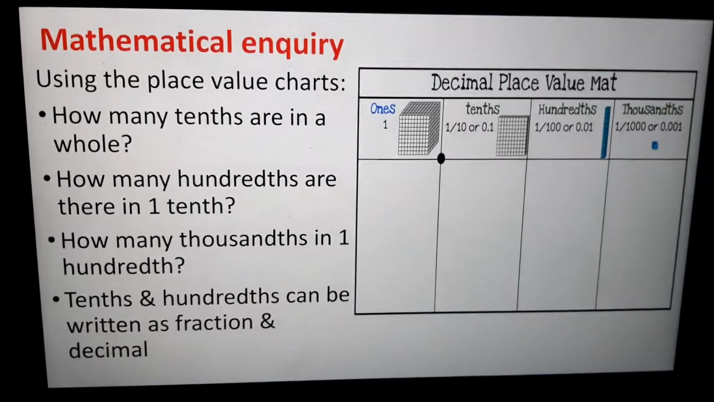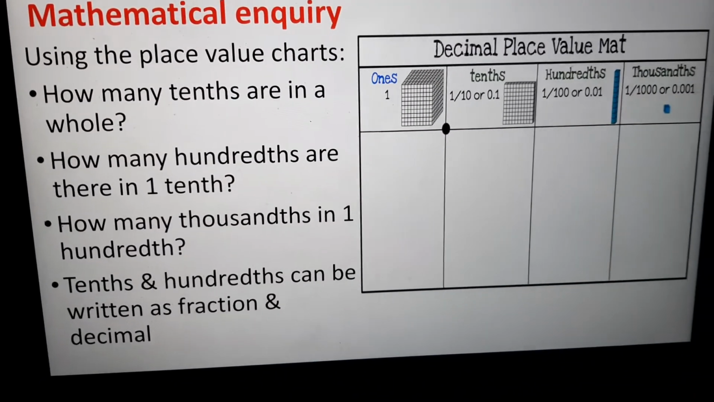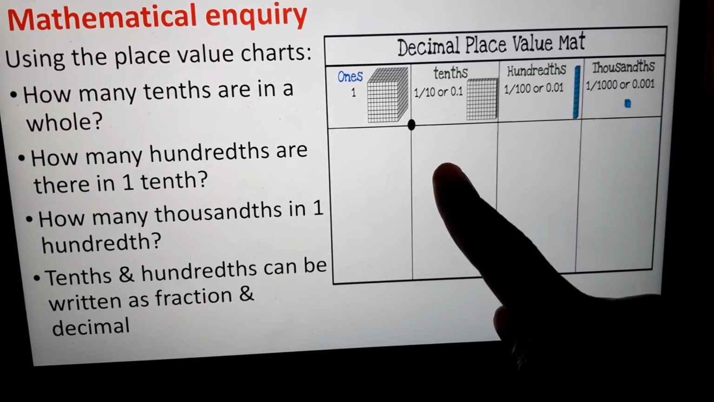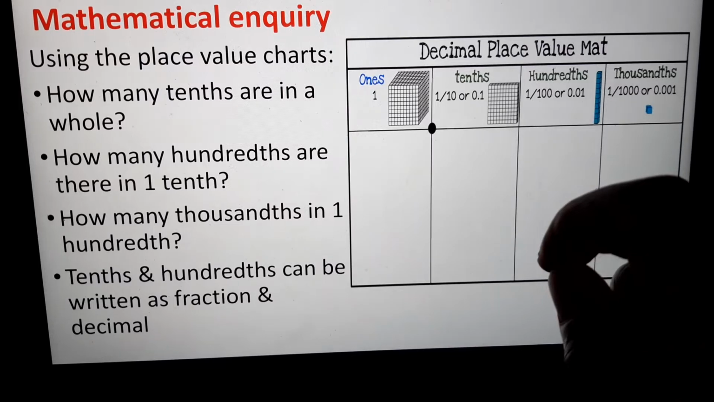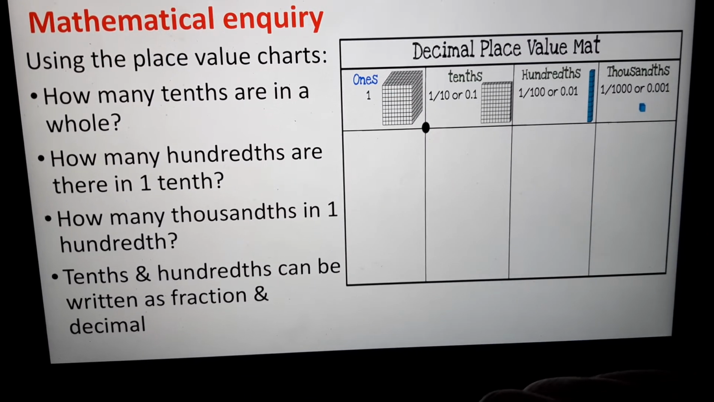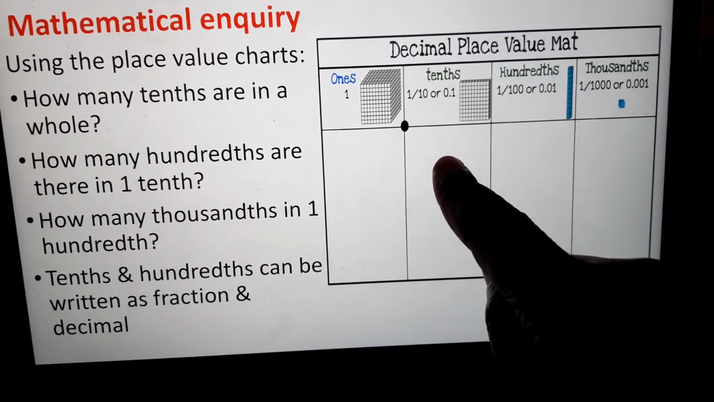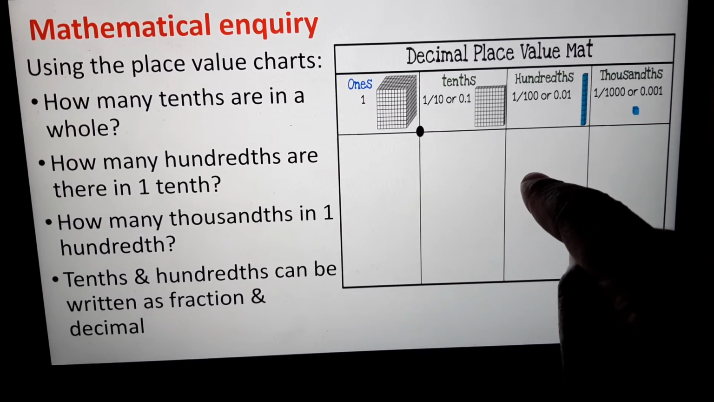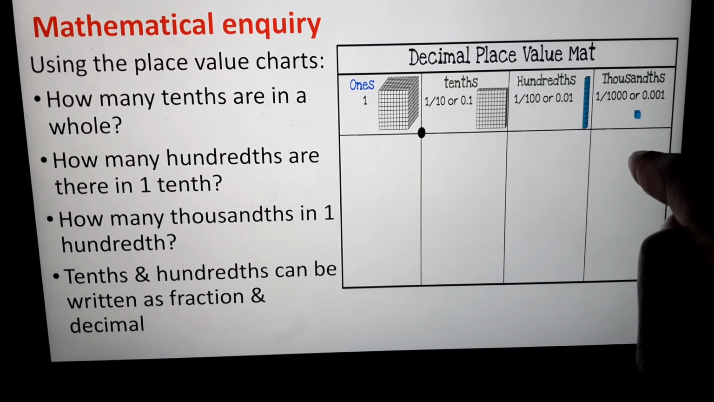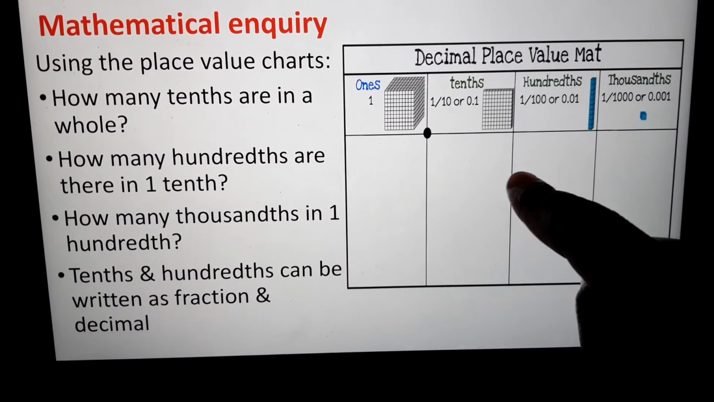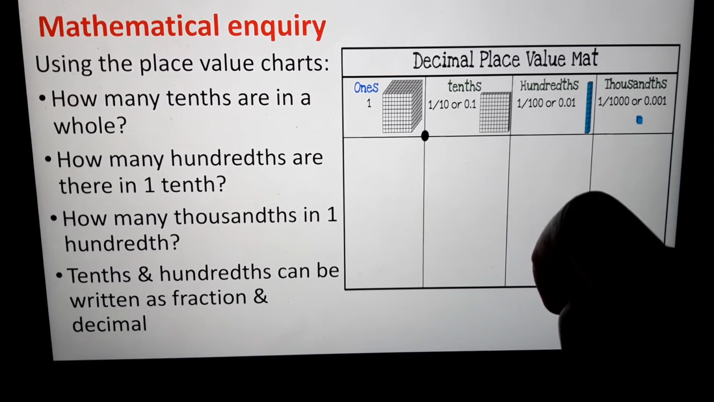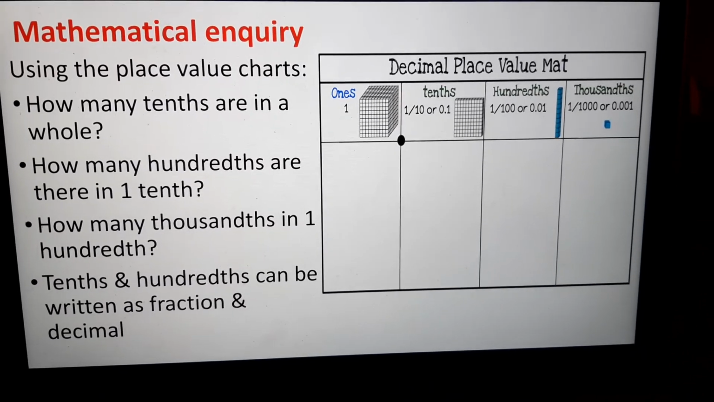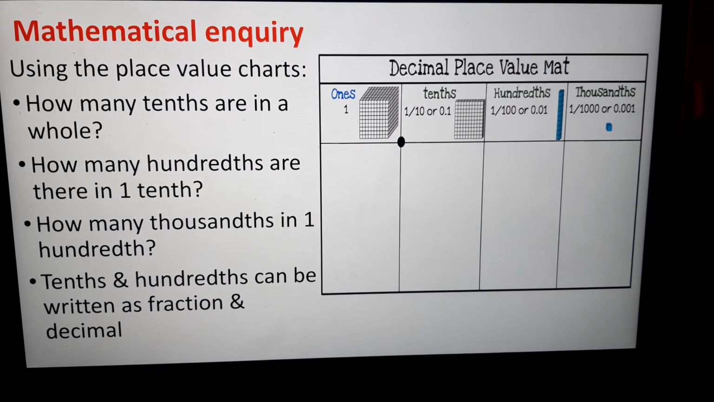So here's a mathematical inquiry for you to do using your place value chart. Here we have the unit, and then we have the decimal point, then your tenths column, hundredths column, thousandths column. I would like you to find out how many tenths you need to make one whole. How many hundredths do you need to make 1/10? And how many thousandths are there in 1/100th? So find out and then email us your findings, and we look forward to seeing them.